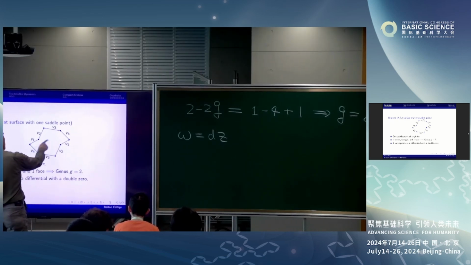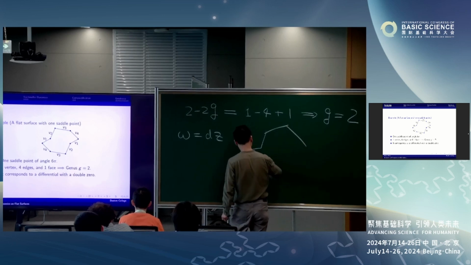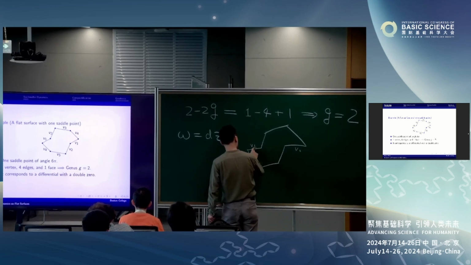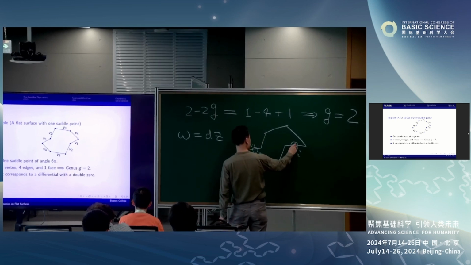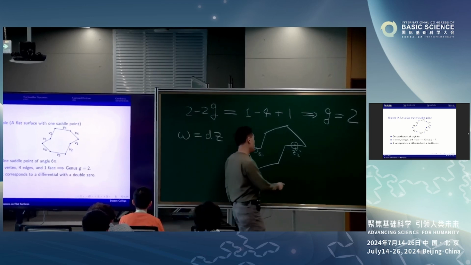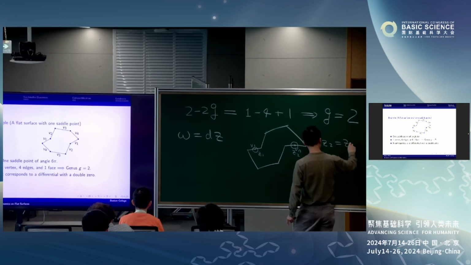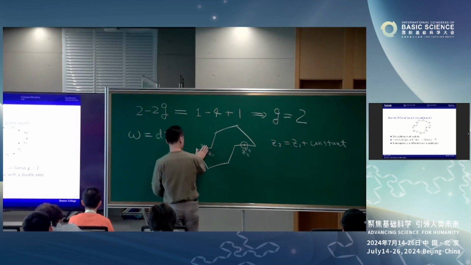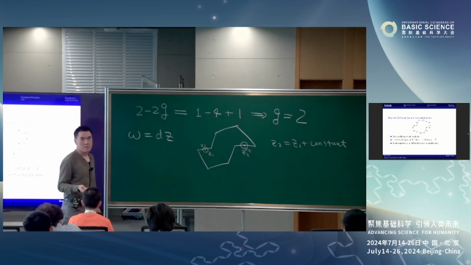Even if we have 2 different local charts, for example, I have V1 here, say V1, V1, I have a chart here by Z1, have another chart here by Z2. After gluing, they become the same points, right? So I have 2 different local charts for the same point on the surface. So if I have Z2 equal to Z1 plus a constant as a transition function, this is called translation, right? Because I glue V1 to the other V1 by translation. So this Z1, Z2, they are not globally defined coordinates on the surface.